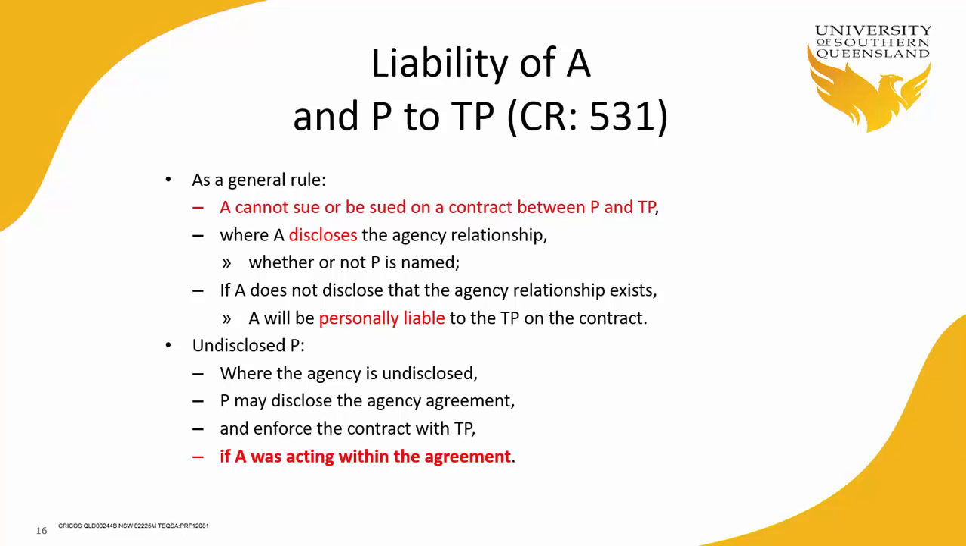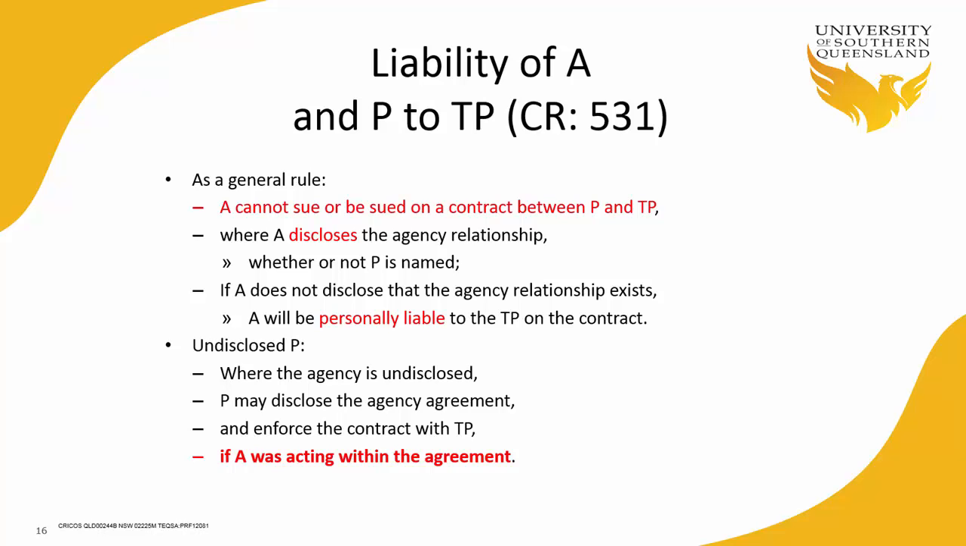However, if the agent doesn't disclose the agency relationship or name the principal, the agent will be personally liable on the contract. So if I come to you and say I want to sell you this pen, and I don't actually explain to you whose pen this is, and I give you the impression that it's my pen, then I would be held personally liable on this contract. Similarly, the agent will be liable for breach of warranty of authority if they exceed the authority, express or implied, given to them by the principal.